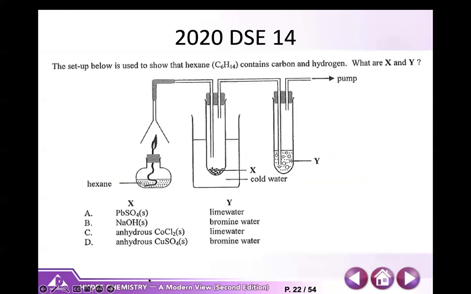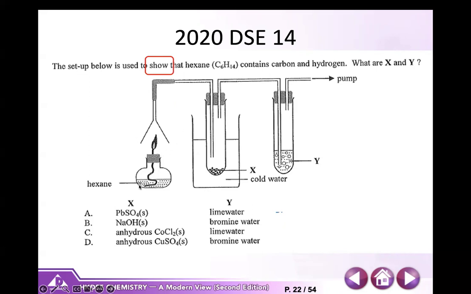So here is another example for you to consider. You may pause it for a while and see whether you can choose the correct answer here. The cell below is used to show hexane contains carbon and hydrogen. What are X and Y? We want to show the hexane contains carbon and hydrogen.